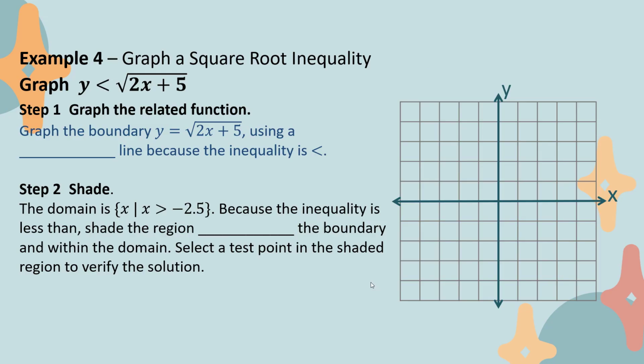Next, we are going to graph a square root inequality. First, we're going to start by graphing the related boundary function. Because it's less than, we will use a dashed line or curve. I typed it into my graphing calculator, y equals the square root of 2x plus 5, and then I looked at the table, and I will plot the points from the table. So I'm going to plot (-2, 1).